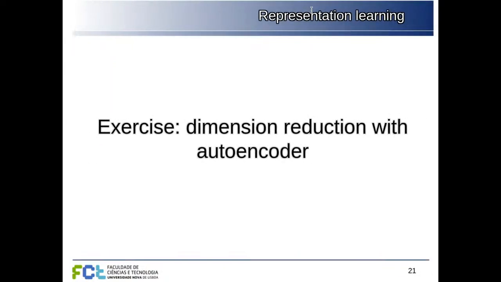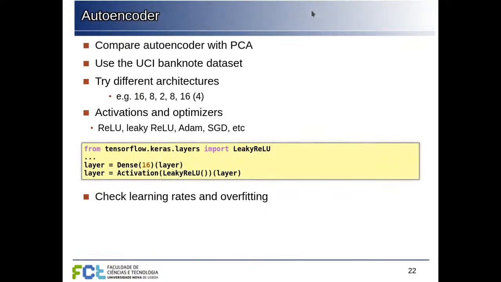So the exercise for today is just a simple exercise, because the tutorial for today is also for questions about the assignment. What you're going to do is create an autoencoder with the banknote data set that you used in the second tutorial for the regression problem. For the classification problem, you can use this banknote data set and try to reduce from four dimensions to two, and then plot the result. And you can compare that with PCA.